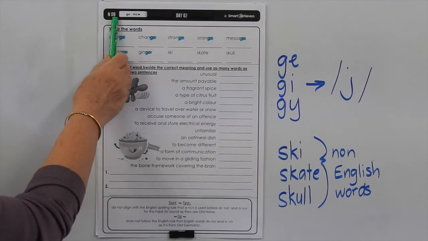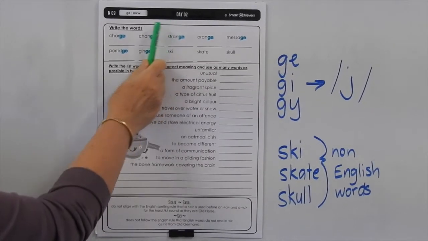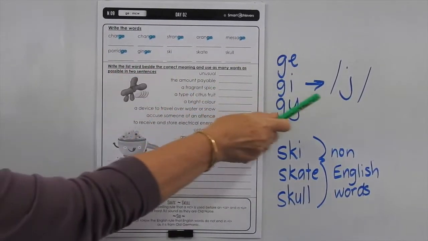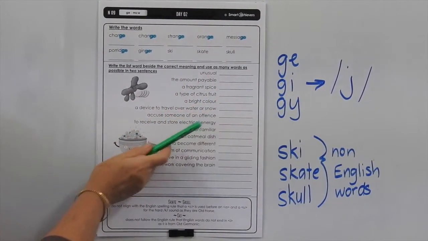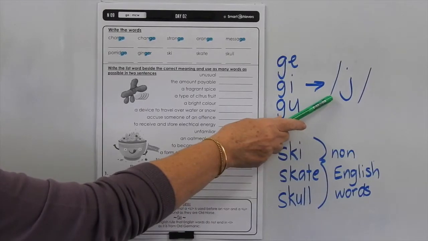This is level N, list 9, and we're doing the day 2 page, and here we're looking at the GE making the J sound. So if a G is followed by an E, an I or a Y, it may say J rather than G.